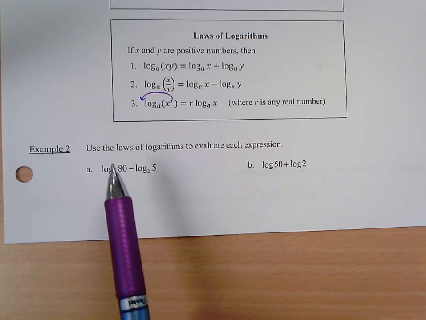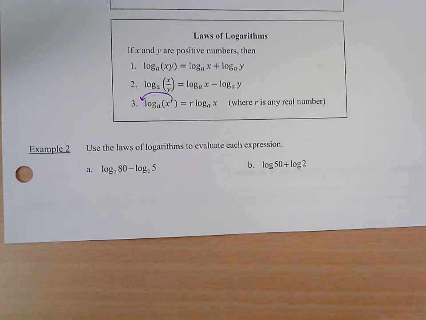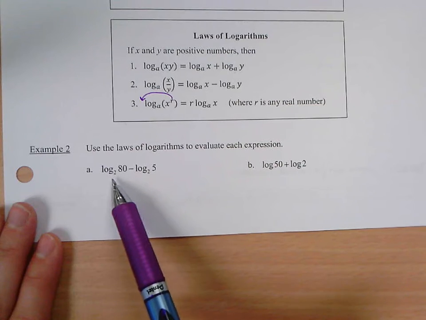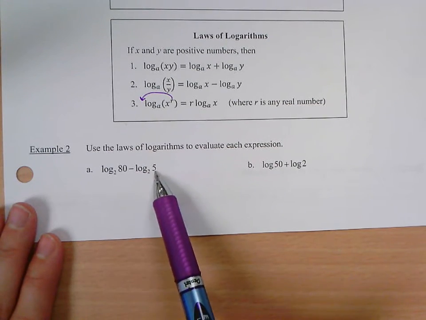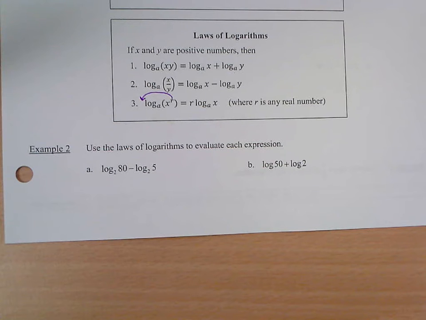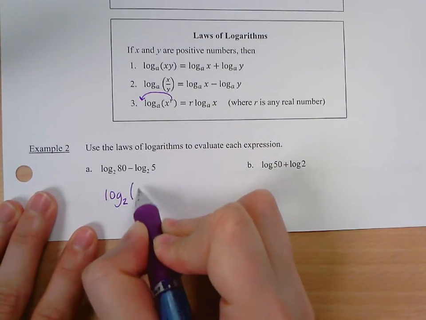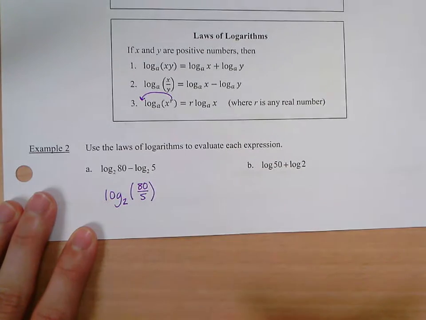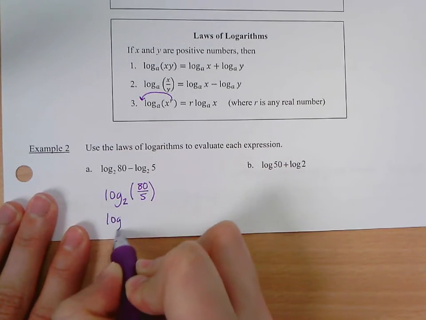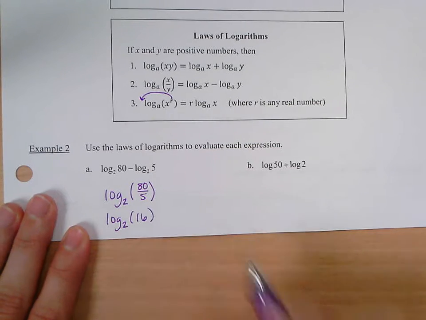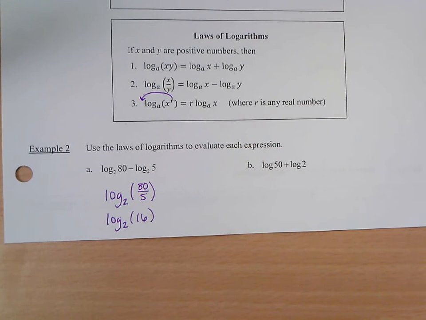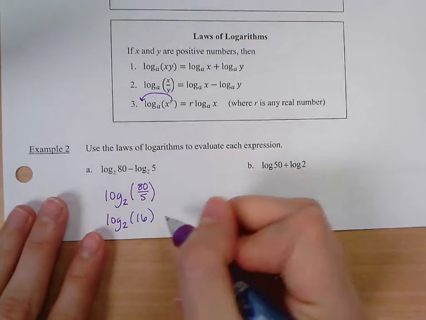So I have, for example, to use laws of logs to evaluate each expression. So rewrite using laws of logs. So for a, if I have log base 2 of 80 minus log base 2 of 5, how could I rewrite this as 1 log? So yeah, log base 2 of 16 is coming from 80 divided by 5, which would be log base 2 of 16, which then, what is log base 2 of 16? 4. You raise 2 to the 4th power to get 16.